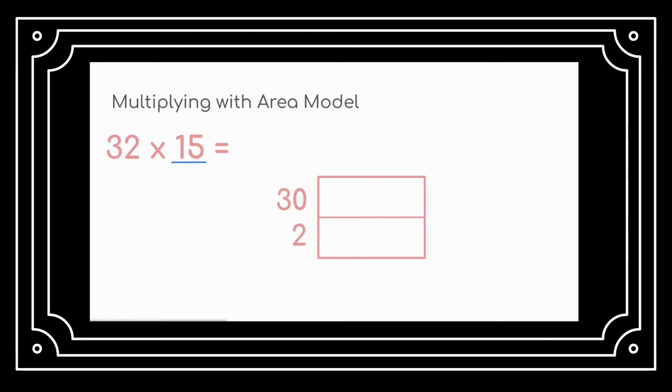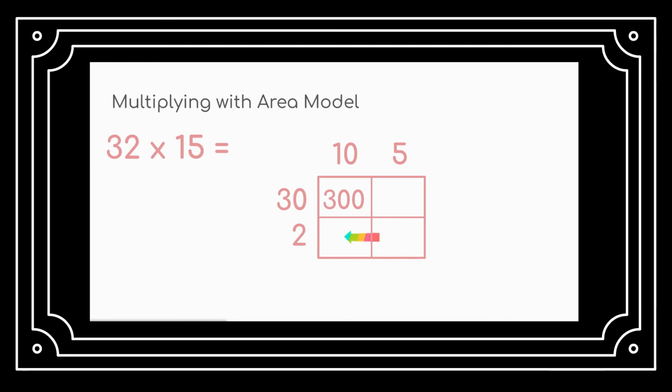Next, we need to break up 15 into tens and ones. 15 has 1 10 and 5 ones, so I will label the rectangle and use a line to separate the numbers. Let's multiply 30 times 10 and we'll write the answer here. 30 times 10 equals 300.